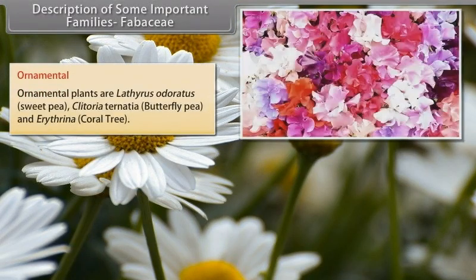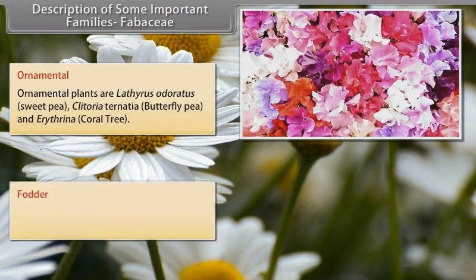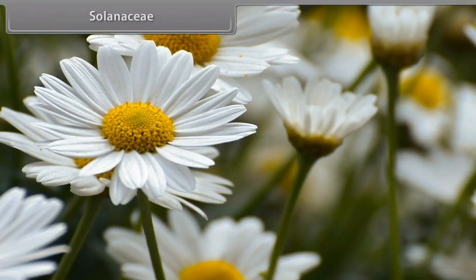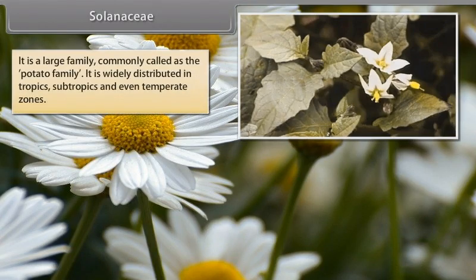Ornamental. Ornamental plants are Lathyrus odoratus, sweet pea, Clitoria ternatea, butterfly pea, and Erythrina, coral tree. Fodder. Fodder is obtained from Sesbania and Trifolium. Solanaceae. It is a large family, commonly called the potato family. It is widely distributed in tropics, subtropics, and even temperate zones.